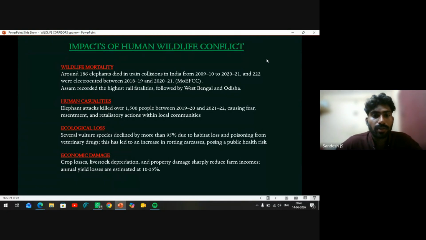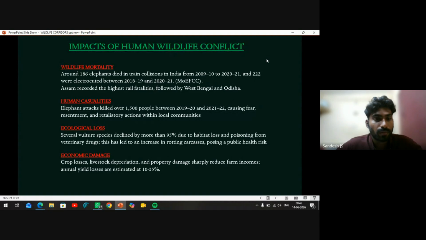Human casualties: elephant attacks killed over 1,000 people between 2020 and now, causing fear, resentment, and relocation actions within the local communities. Recently, in Perumbavoor, Ernakulam, there is a prominent elephant conflict. More than 10 years have passed and no measures have been taken till now.